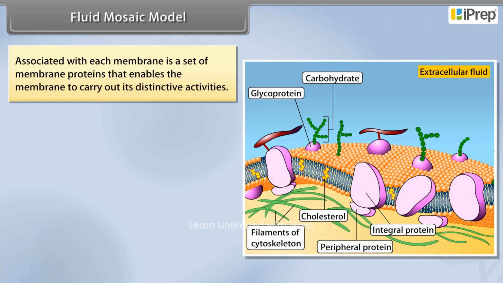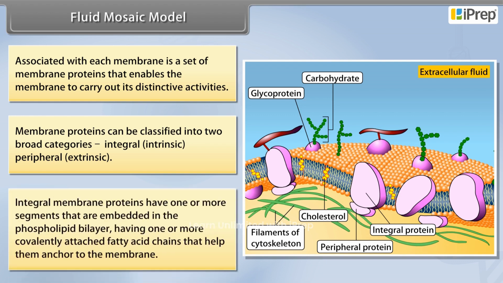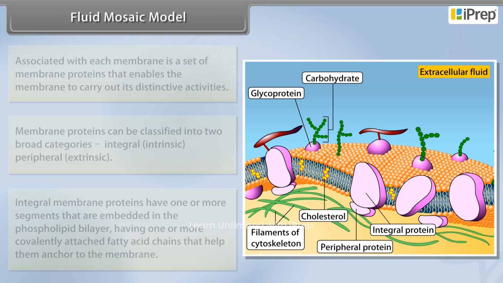Associated with each membrane is a set of membrane proteins that enables the membrane to carry out its distinctive activities. Membrane proteins can be classified in two broad categories: integral, that is intrinsic, and peripheral, that is extrinsic. Integral membrane proteins have one or more segments that are embedded in the phospholipid bilayer, having one or more covalently attached fatty acid chains that help them anchor to the membrane.